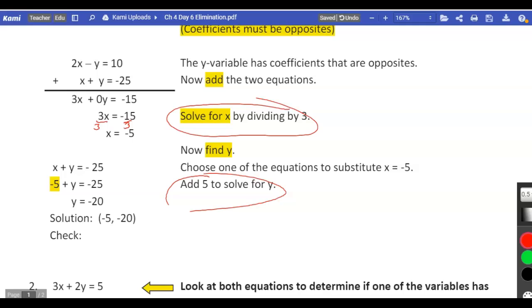It says check. This is where you really got to be careful. Some of us are only checking it in one equation, which is fine. But on a test or a quiz, you want to be checking both. So 2 times negative 5 is negative 10. And then y, this is where it's tricky. You're subtracting a negative 20. So when you subtract negative 20, that becomes a positive. And it equals 10. Well, negative 10 plus 20, 10 equals 10. It checks there on the first one. And then also, if we did check the second one, negative 5 plus a negative 20, negative 25 equals negative 25.